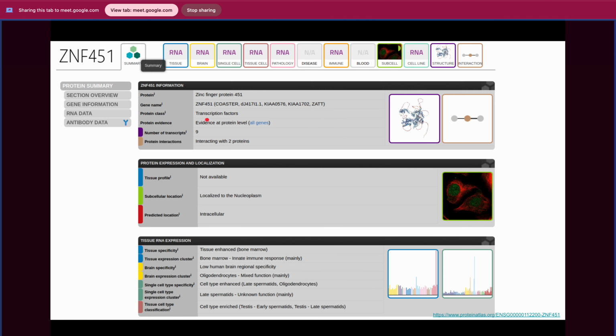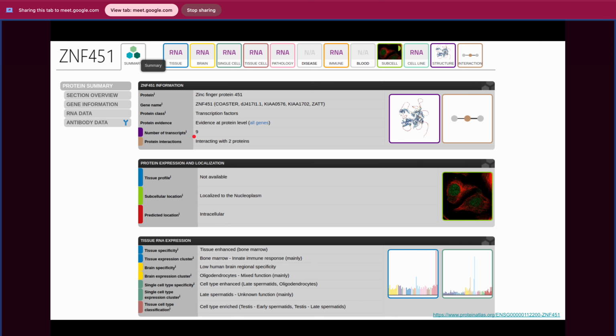Yeah, so this is all about the ZNF451 information, and you can also go to the summary in which all the summary will be given. Instead of going to all these sections one by one, you can simply click on summary and it will give you the entire overview. It will tell you about the protein, gene name, protein class, to which class it belongs, and what the evidence is, whether evidence is available at RNA level, protein level, or gene level. That will also be given.